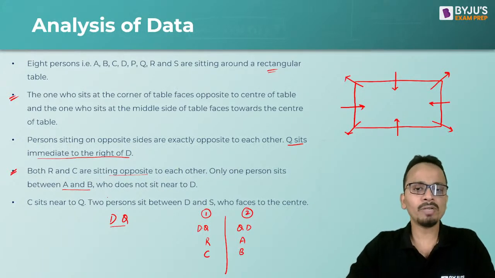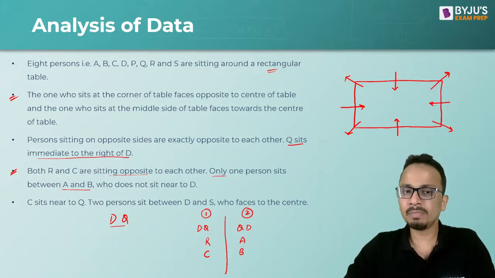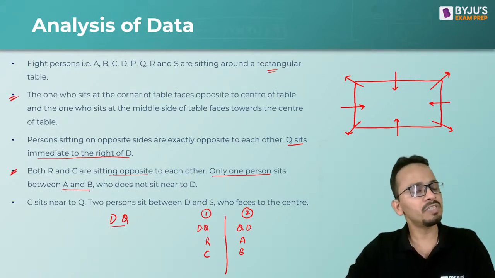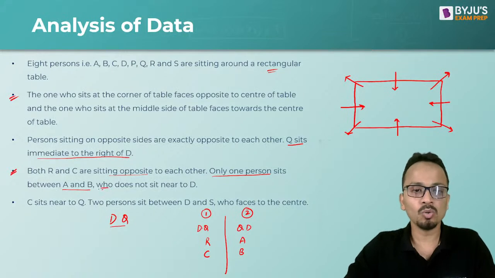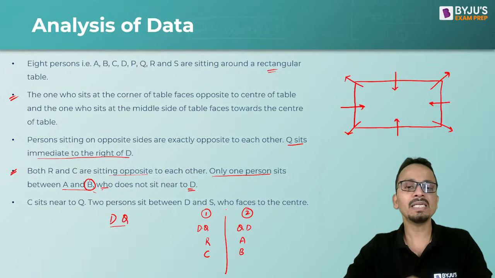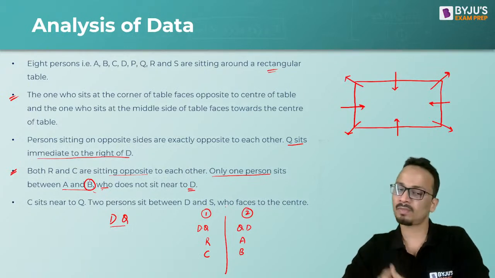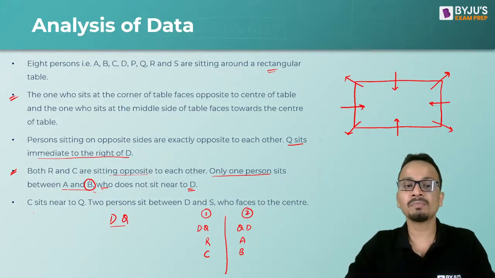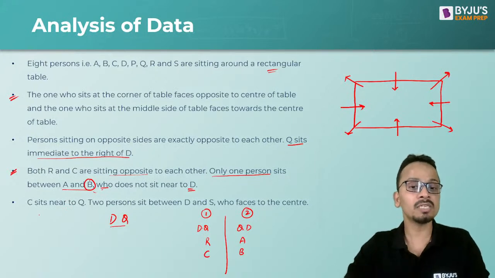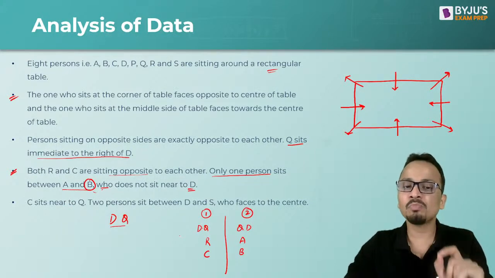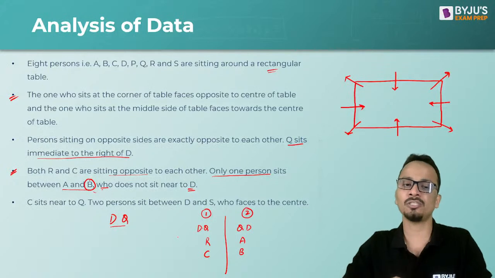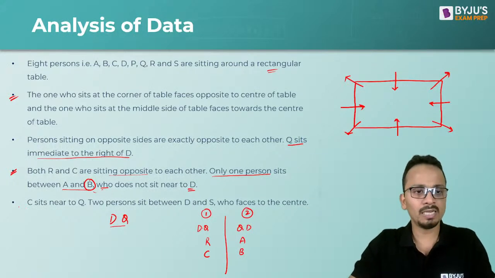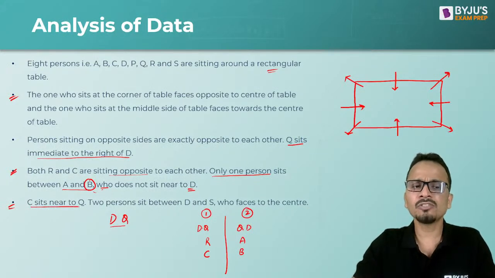Okay, now let's complete this statement. Only one person sits between A and B. Who? So B, who does not sit near to D. So B D के साथ में नहीं बैठेगा. Fine. Next चलते हैं. C sits near to Q. C sits near to Q मतलब C and Q are adjacent to each other. So C and Q must be in opposite directions. दोबारा बता देता हूं मैं. Last statement. C sits near to Q.